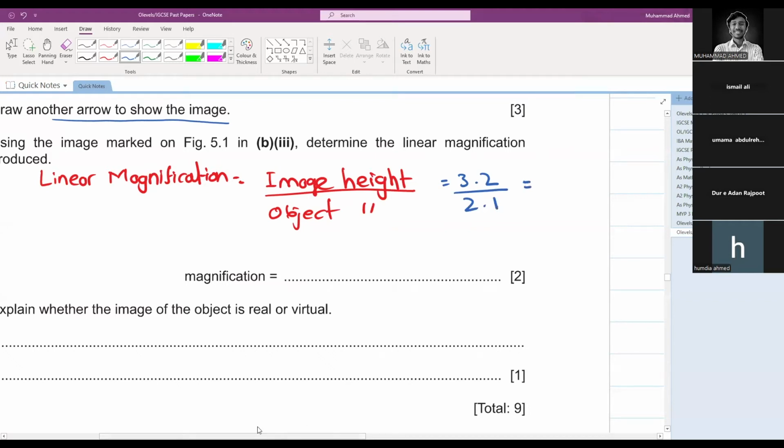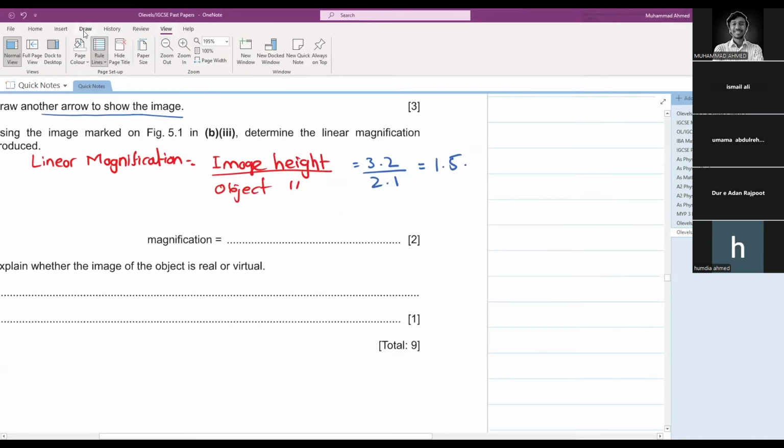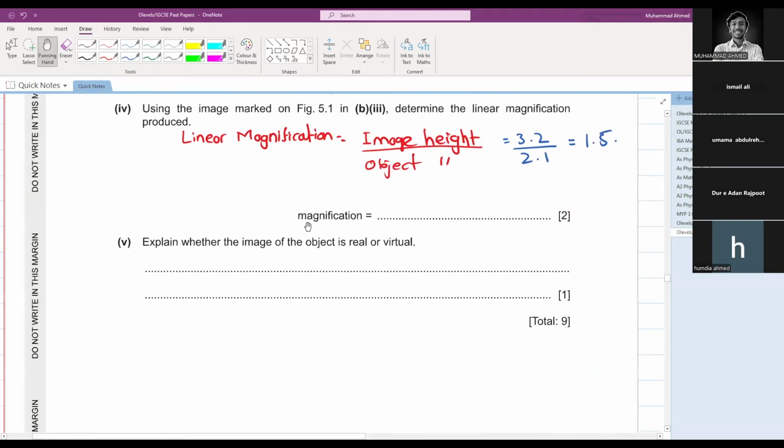Can any genius in the chat calculate the linear magnification for me, bhai? The linear magnification comes out to be 1.5. Okay, let's zoom out a bit. Let's do this one as well.